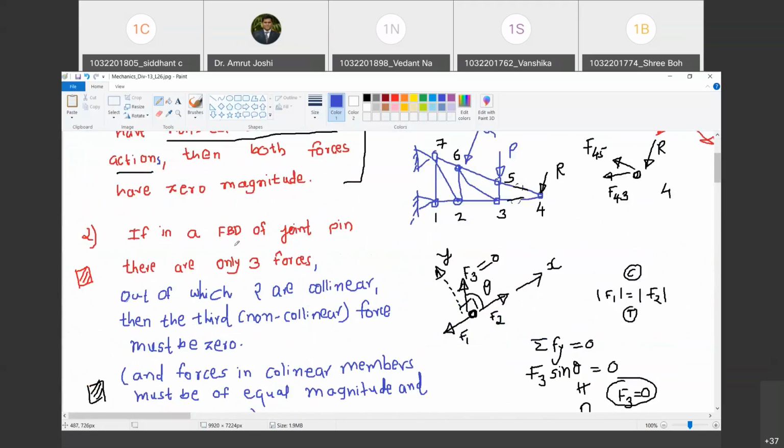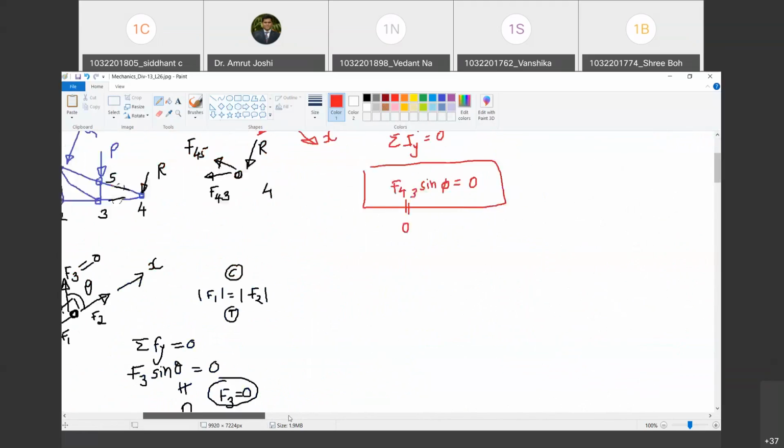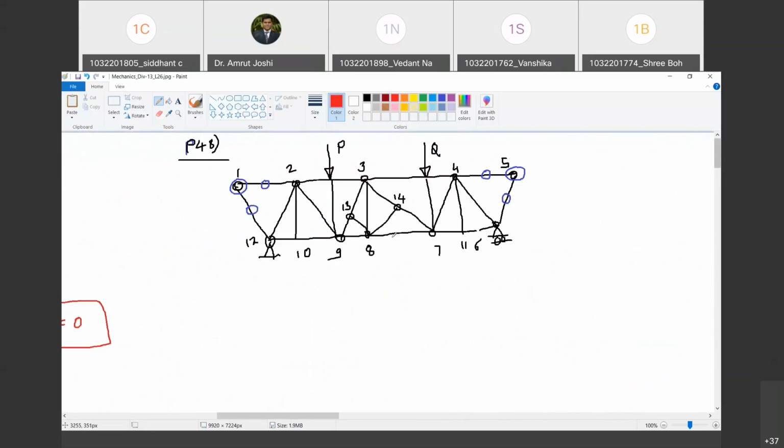Now, can we apply rule number 2? If in a FBD of a joint pin there are only three forces, out of which two are collinear, where does this apply? Does it apply at joint number 14? Yes, sir. There are going to be only three forces, the force in this member, and this member. So at the joint you are going to have only three forces, out of which two are collinear. So the force in the third member must be 0. Do you agree with me? Yes, sir.